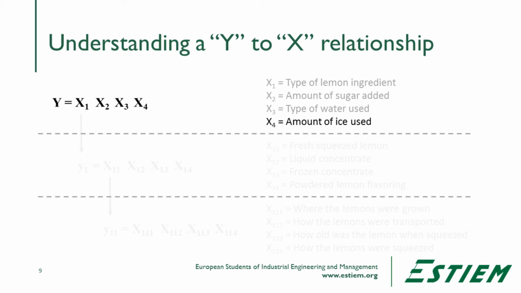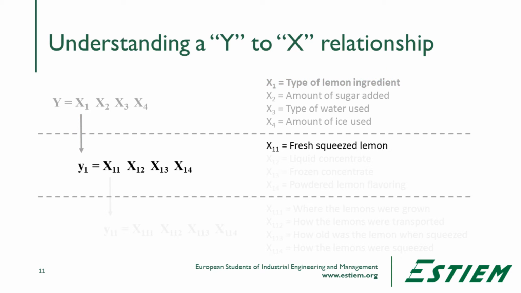Okay, what type of lemon ingredient do you want to have? Realizing now we're going to take the first x and open it up and inquire about it. So she said, well, there's a lot of options here. We could have fresh squeezed lemon, we could have liquid concentrate, we could have frozen concentrate, or powdered lemon flavoring. I said, well, what will you choose? She said, I'm a vegetarian. I want the fresh squeezed lemon.